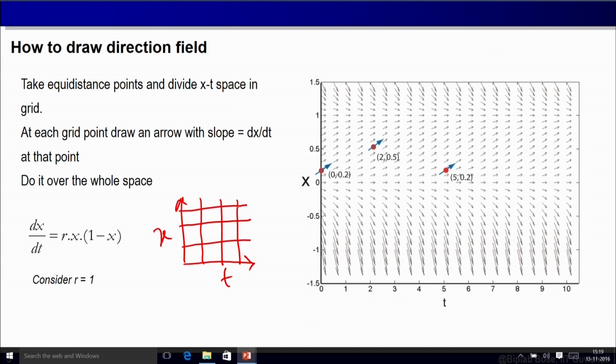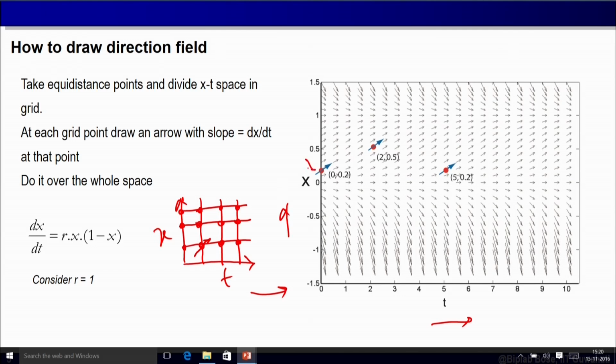So I can divide in equidistance grid, and at each of these grid points, I can calculate dx dt as I have done earlier, and then I can draw arrows. That's what I have done here and shown in this plot. This is t, this is x. We have divided in equidistance grid. I have not shown the grid line for clarity. And at each of these grid points, I have calculated dx dt and drawn an arrow.